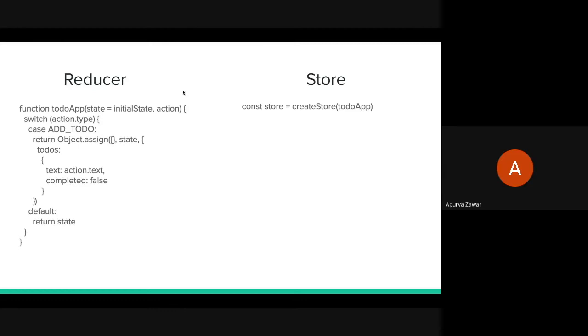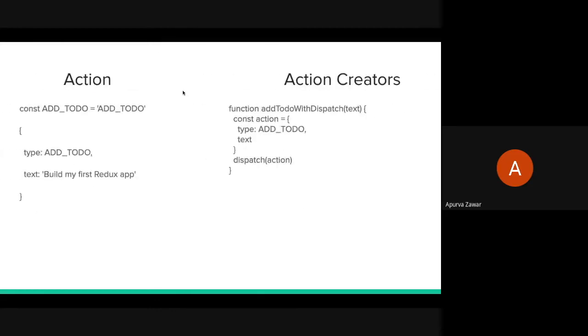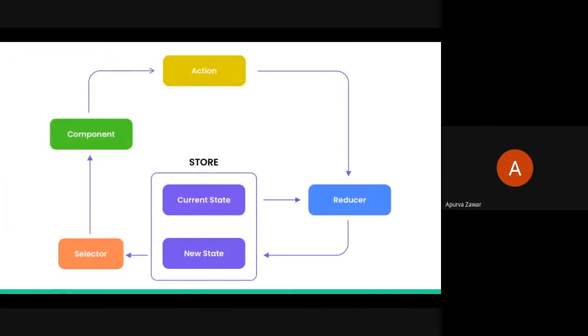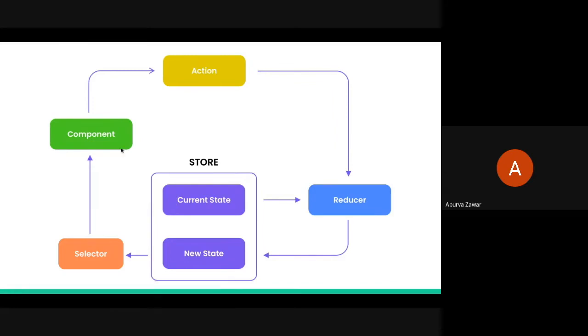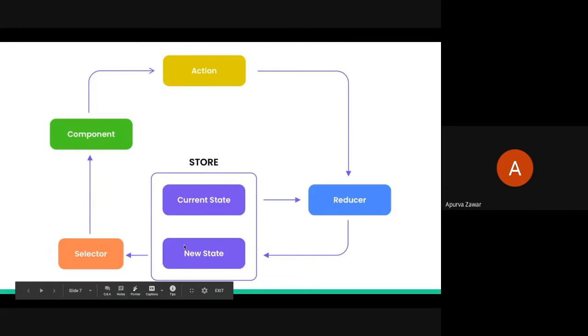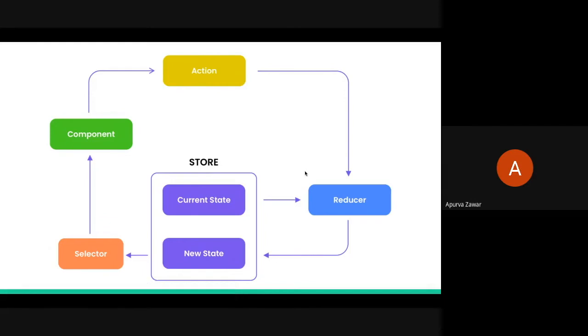And the main motive of taking the example of Redux is that it is a one-way unidirectional data flow. Here we can only see one store, which is storing the current state of the variable and also giving the new state. So there's only one source of truth for the data.